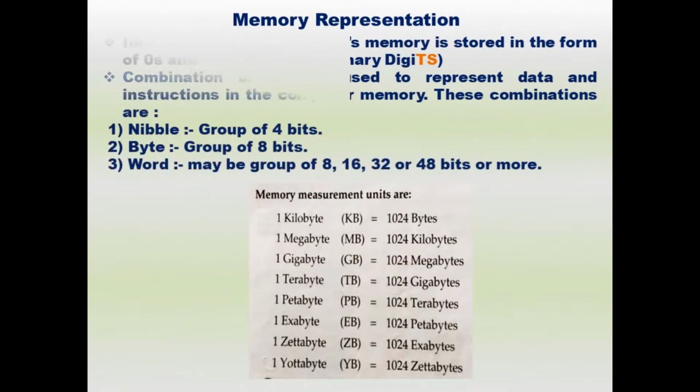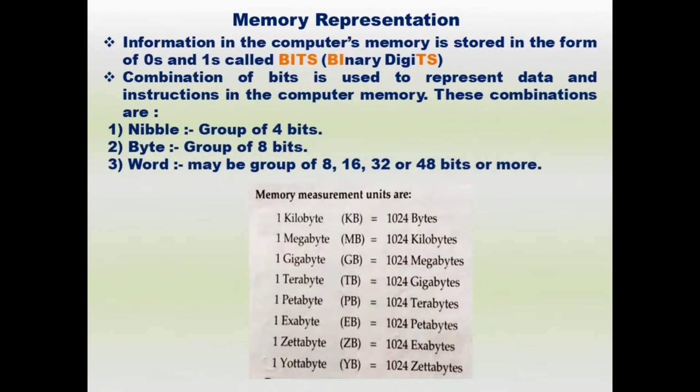Memory representation is the last topic of this lesson. The information stored in the computer's memory is stored in the form of 0 and 1. These are called bits. Bits stands for binary digits. It is the smallest memory unit. It can hold one character of information. So to store more data in the form of a string, the computer requires a combination of bits. A group of 4 bits is called a nibble, and a group of 8 bits is called a byte. A word is a fixed-size group of bits that are handled together by the machine while processing. A word may be 8, 16, 32 or 48 bits long, depending on the hardware architecture of the machine.